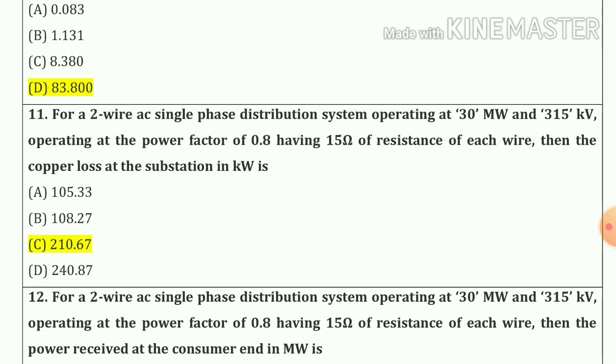Question number 11. For a two-wire AC single-phase distribution system operating at 30 megawatt and 315 kilowatt operating at the power factor of 0.8 having 15 ohm resistance of each wire, then the copper loss at the substations in kilowatt is, so answer is option number C.